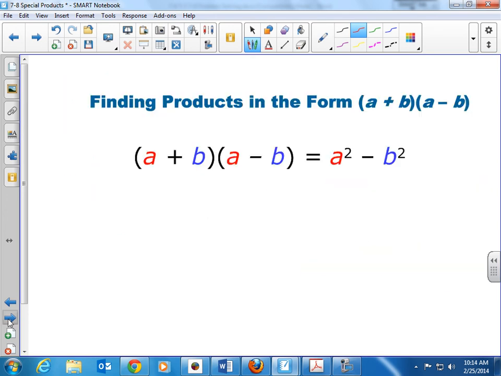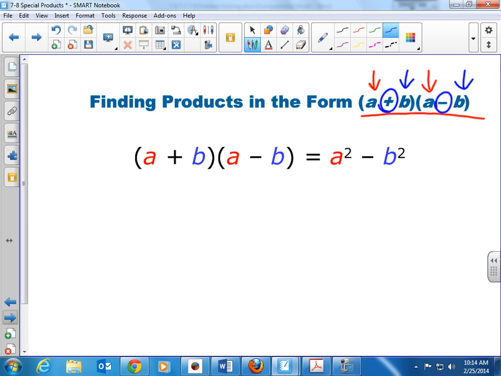All right, let's go on to our very last case. And this is when we have something that looks like this. A plus b times a minus b. So remember, the a's and the b's are numbers or letters. Okay, so the difference is that I have the same number in this spot as I do in this spot. I have the same number or letter in this location as this location. Okay, the difference is that I have one plus sign and one minus sign.